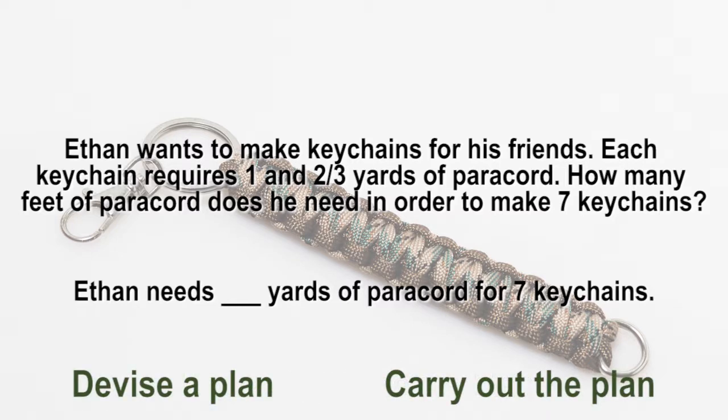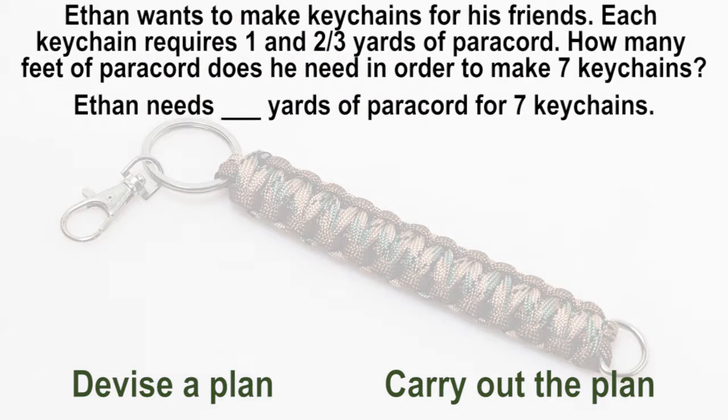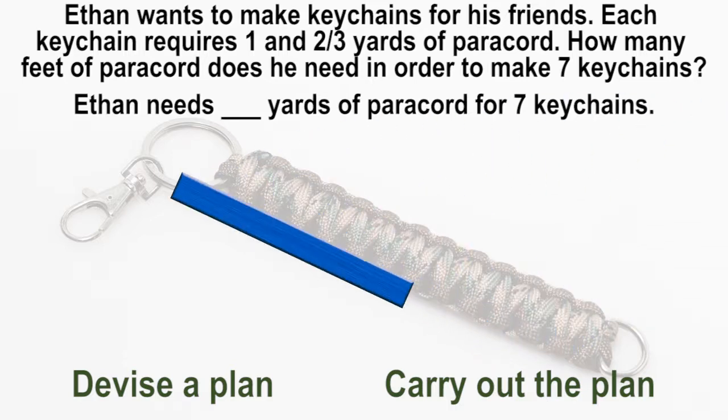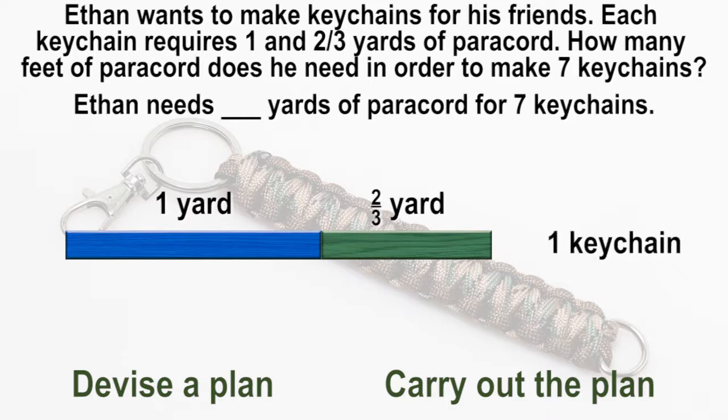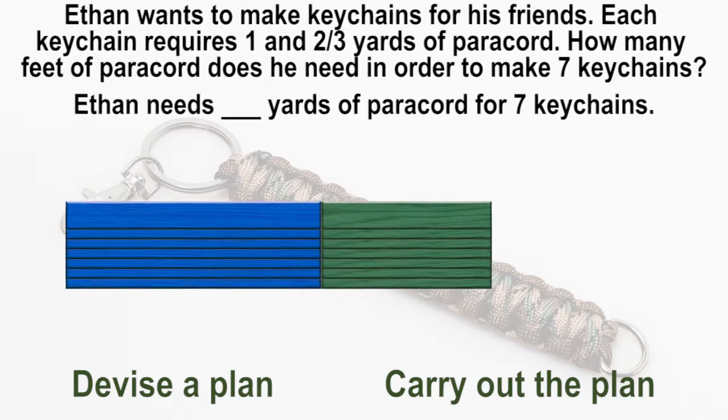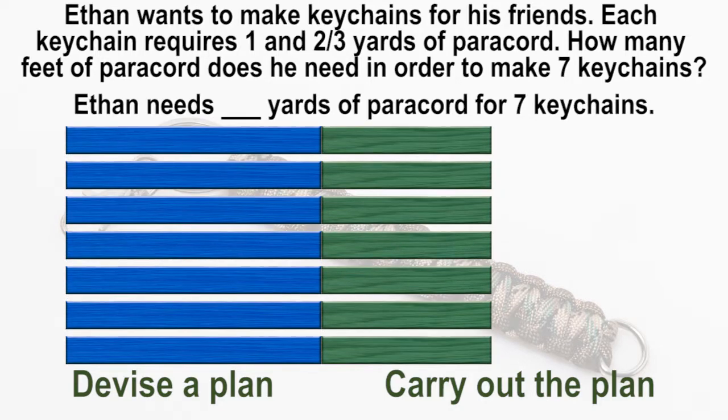The next steps are to devise and carry out a plan. Let's represent the lengths of paracord with these rods. Since one keychain uses 1 2/3 yards, let's use this blue rod as the whole, or 1 yard, and these green ones for the 2/3. Now this is the paracord needed for 1 keychain. Ethan is making 7. So let's repeat this model 7 times. Now we can see the paracord lengths for 7 keychains.